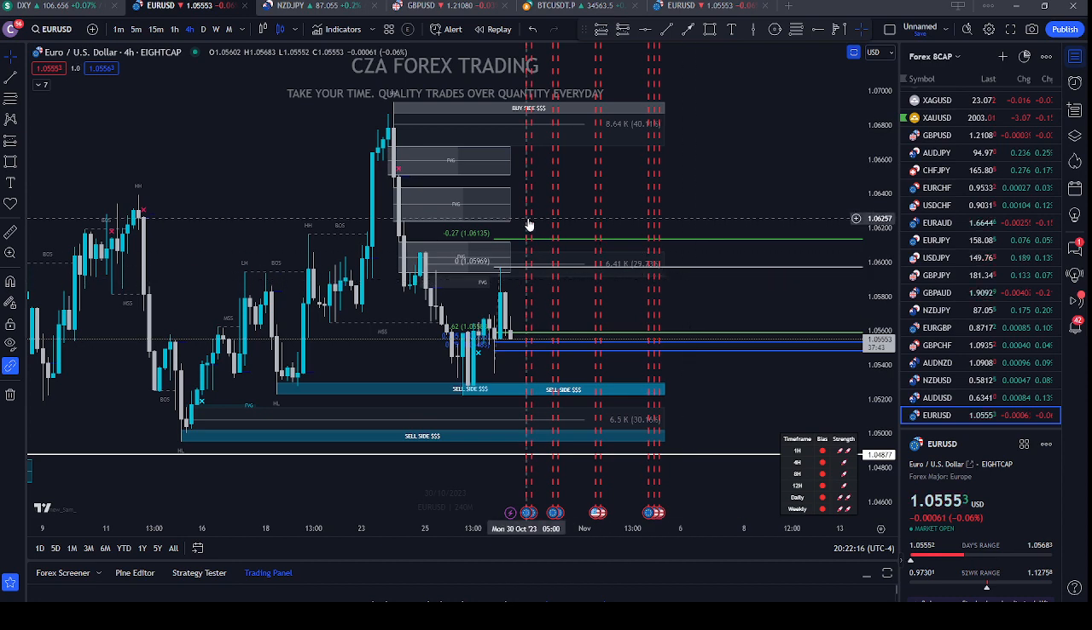Yeah, this is chop city. Break of structure, market structure shift.